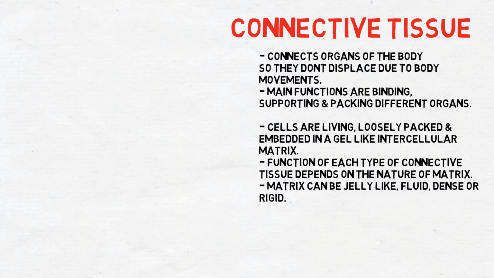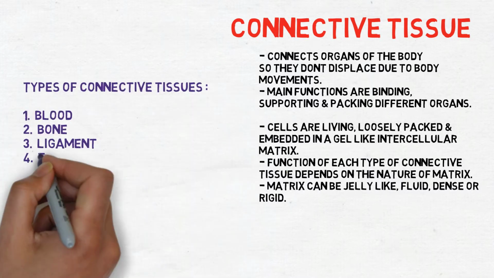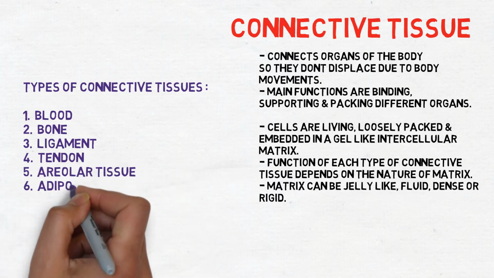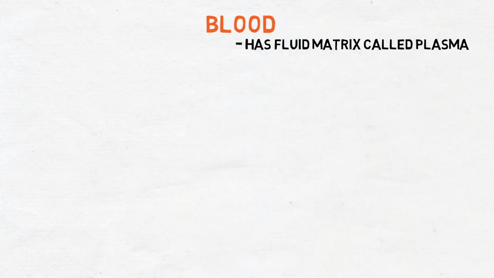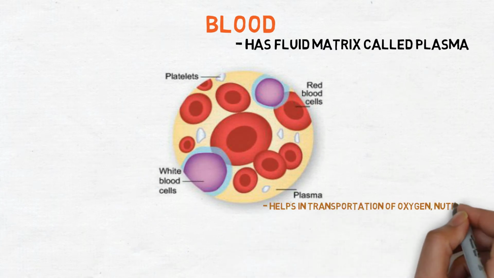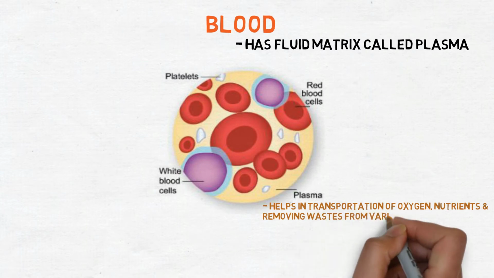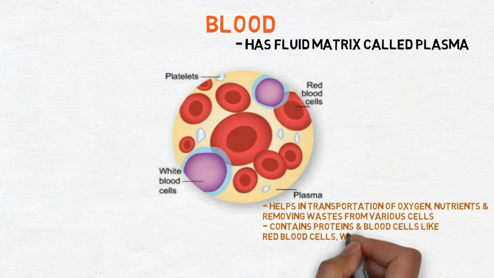The function of each type of connective tissue depends on the nature of the matrix. Various types of connective tissues are blood, bone, ligament, tendon, areolar and adipose tissue. Cells of blood tissue move in a fluid or liquid matrix called plasma. Blood plasma helps in transportation of oxygen, nutrients, and removing waste from various cells. Plasma contains proteins and blood cells such as red blood cells, white blood cells, and platelets.